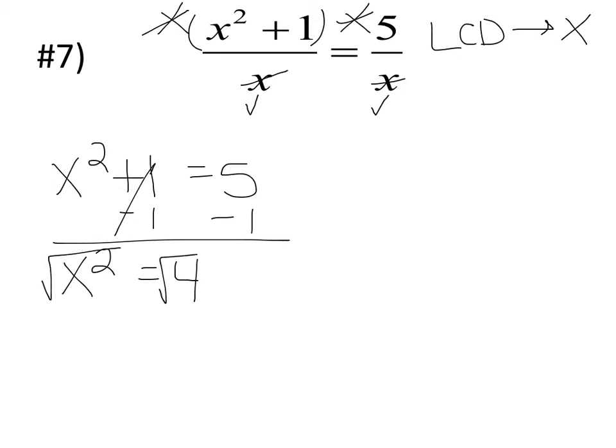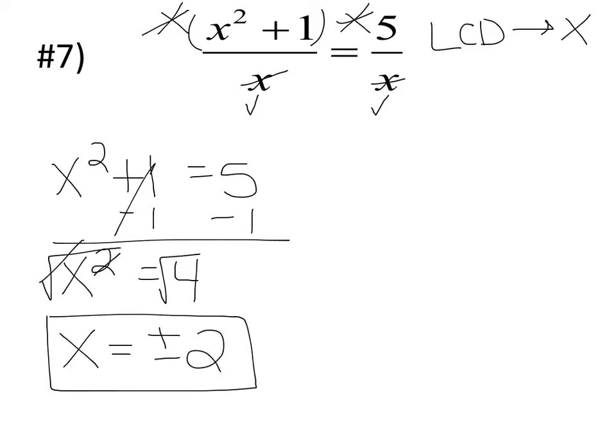Square root both sides to get rid of that squared. And remember, anytime you write your own square root, you have to plus or minus your solution. So your answer is plus or minus 2.